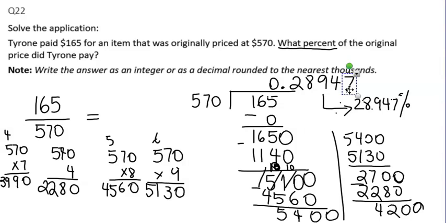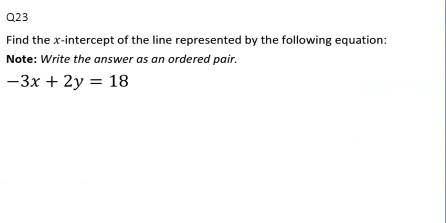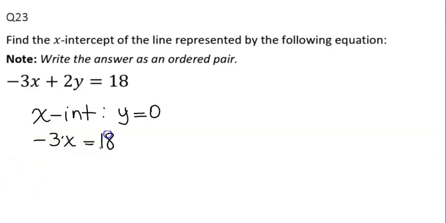Right? Okay, find the x-intercept for this equation. When you have the x-intercept, what do you have? y is 0, right? So I'm going to write this. X-intercept means that your y equals 0. If I put a 0 here, I have negative 3x equal what? 18. And then your x is negative 6.